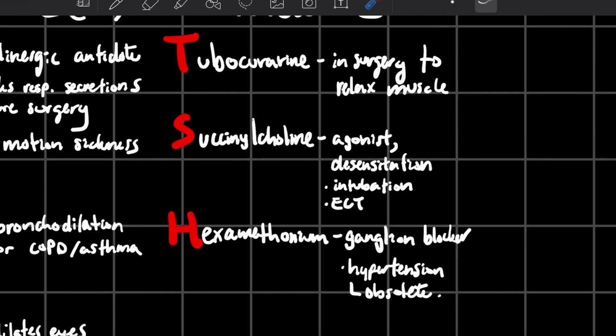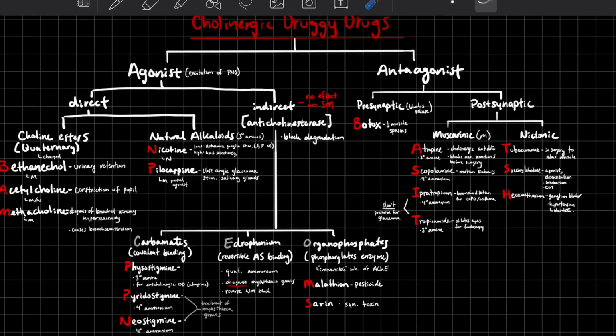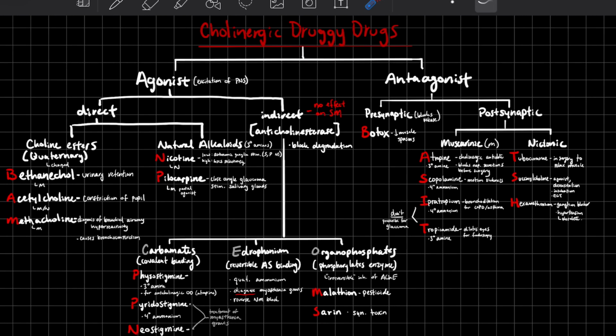Your hexamethoniums are going to be your ganglion blockers, and these are going to be for hypertension. We don't prescribe these anymore. There's better drugs for that. But these are going to be your different cholinergic drugs.